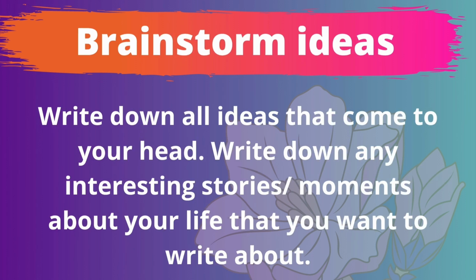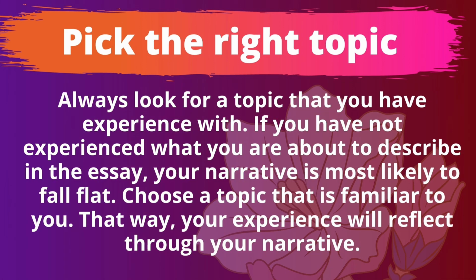To brainstorm ideas, we should write down all the ideas that come up in our head. And then we write down any interesting stories or moments about our life that we want to write about. At this time, we don't have to think about how to organize the ideas. We just scribble down all the ideas that we can think of. We put it aside and then we look at the paper again and try to figure out the right topic.